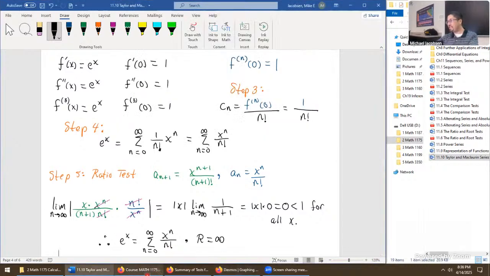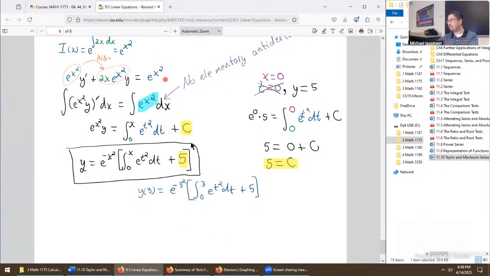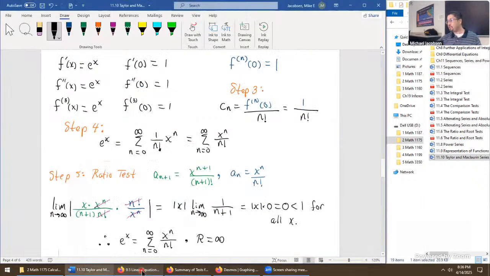But it's not just about e to the x. Remember, if you could get a representation for e to the x, you can get a representation for e to the x squared, which means you can now integrate that thing. The integral is just another power series like this, same radius of convergence. So that's where all this kind of stuff is going, but congratulations, we did our first Maclaurin series. The rest of them are similar to this one.